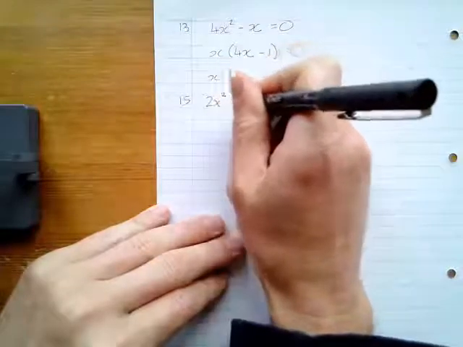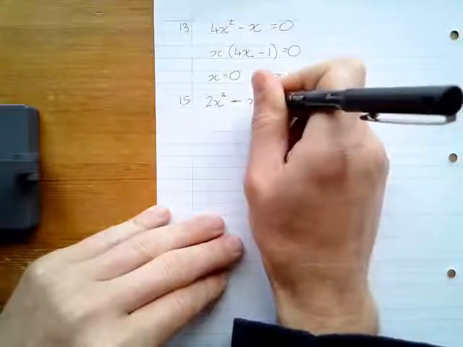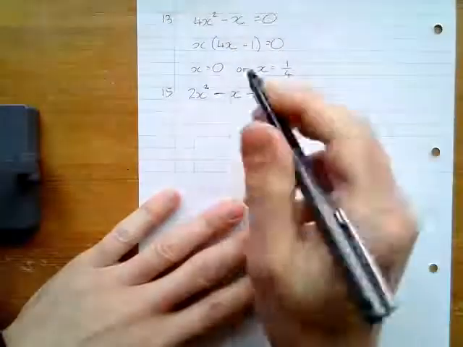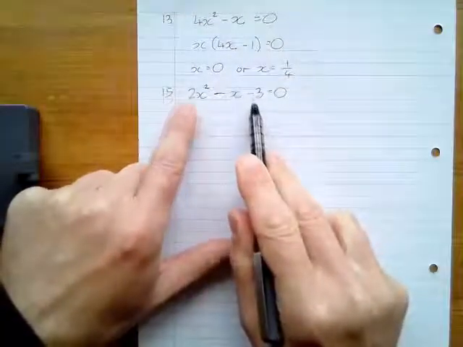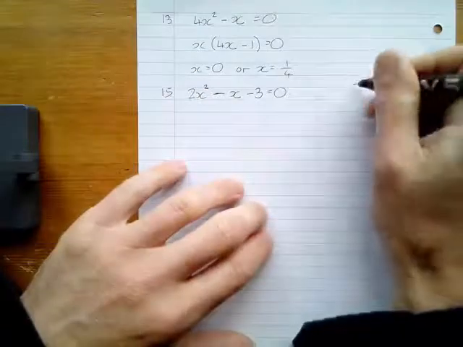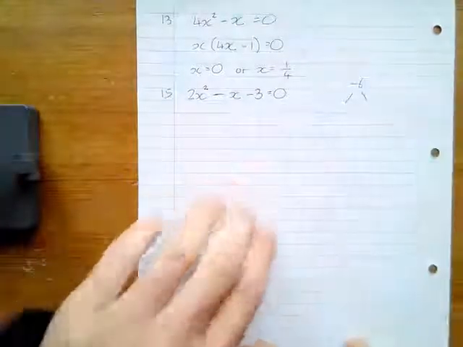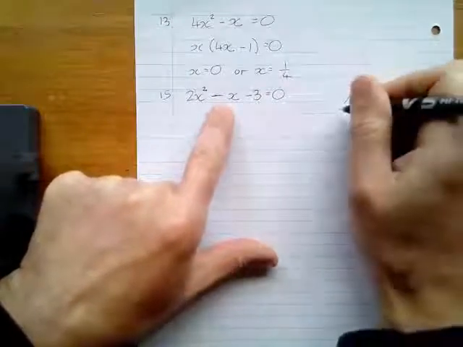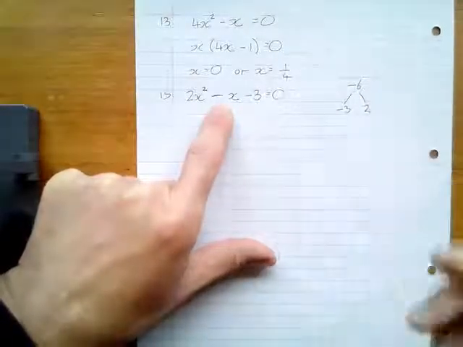Question 15. Oh, good. The first one where I've actually got to do the box method. I've got all the way to question 15 and I haven't needed the box method, but I need it now. Remember, you times these two numbers together. This is from last lesson. 2 times minus 3 is minus 6. You're then looking for two numbers that multiply to make minus 6 and add to make minus 1. Well, that would be minus 3 and 2.